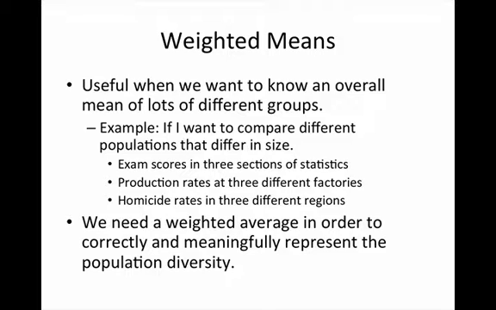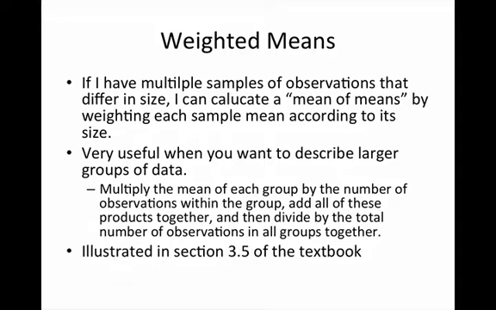If I want to be able to really reflect the diversity inherent in those different groups, I really need a weighted mean. Otherwise, my average of the overall group is going to be misleading. And so again, I encourage you to go back to section 3.5 of the textbook. It is a very good illustration of the way that you actually work with the numbers to compute these statistics.